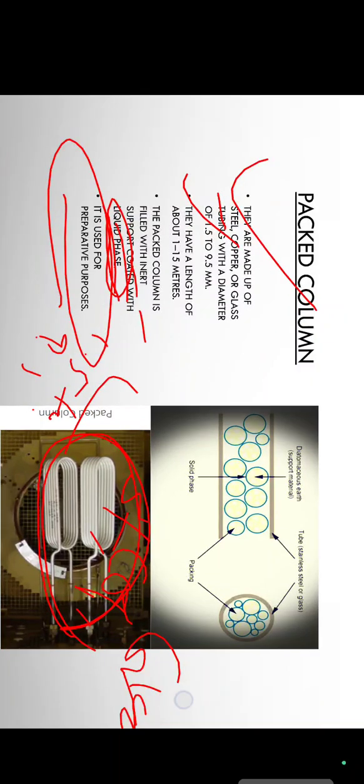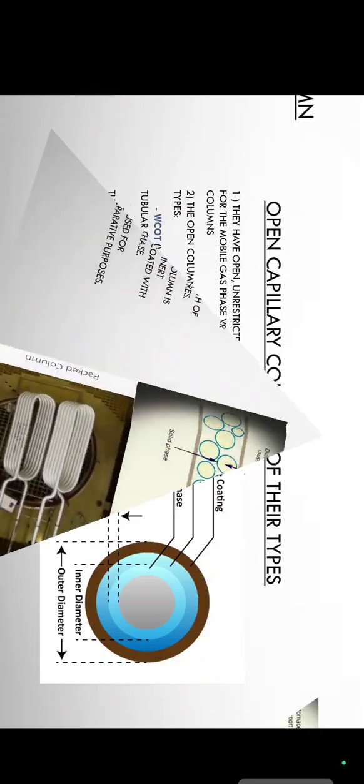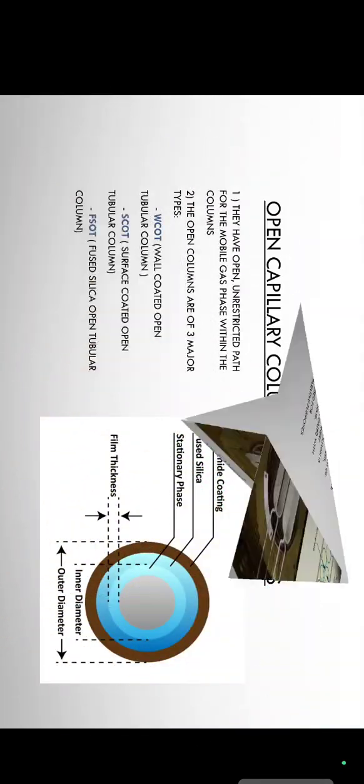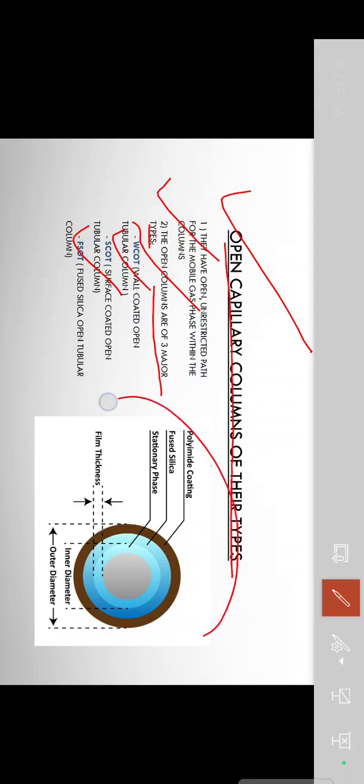Okay, let's move to the second type of column, that is open capillary columns. They have an open, unrestricted path for the mobile phase within the columns, and the open columns are of three major types: WCOT, SCOT, FSOT. Okay, so this is a slide example of open capillary columns.